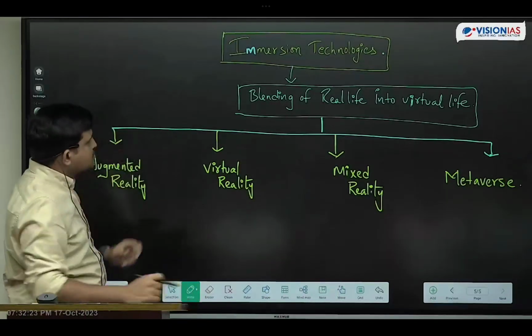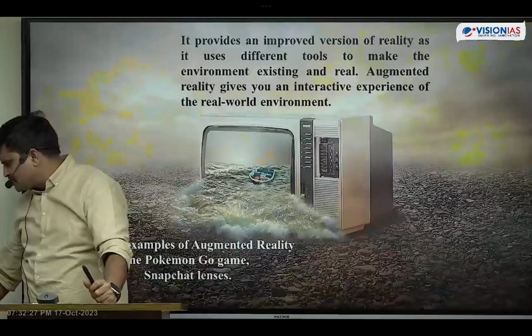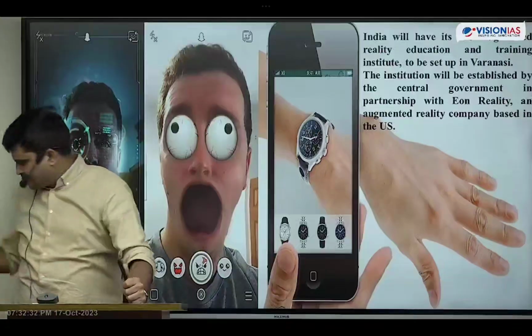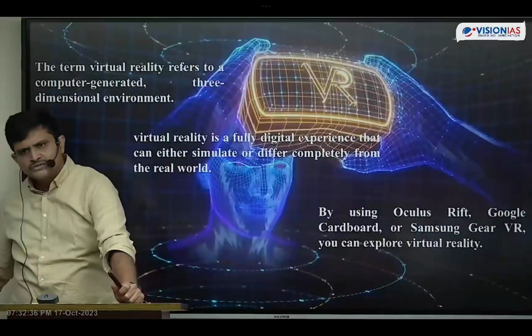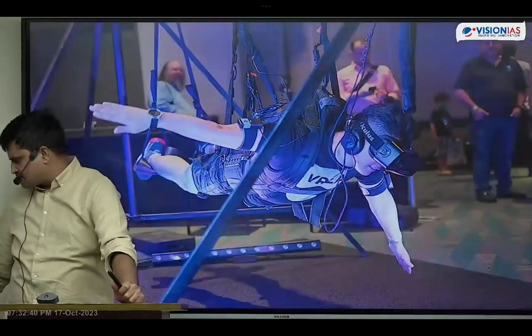So that we call immersion technologies. Immersion means blending of reality into the virtual life, students. This we call augmented reality, and the next one we call virtual reality, head mounted helmets. So we'll experience all these things through virtual reality, students.